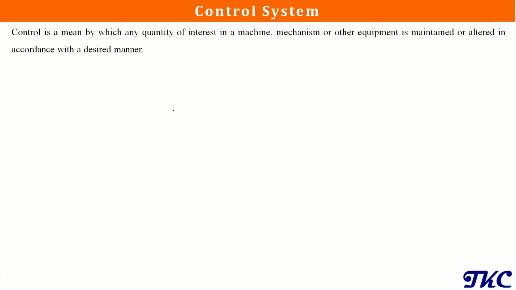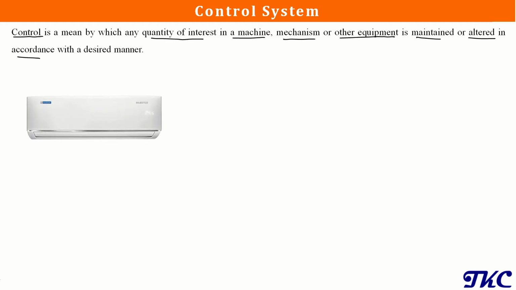So let's start. Now before defining a control system, let's define what is control. If we have a machine, mechanism or any other kind of equipment, then in that we will have some quantity of interest, and that quantity we want to maintain or alter in a desired manner. So that process of altering or maintaining a given quantity is called control.